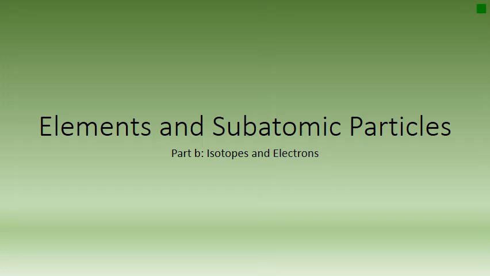This presentation is Module 2B of Chem for Bio at Northern Virginia Community College, Annandale campus. In this module, we will finish our discussion of elements and subatomic particles. Specifically, we will look at the biological importance of isotopes and then briefly cover the arrangement and the configuration of electrons in the atom.